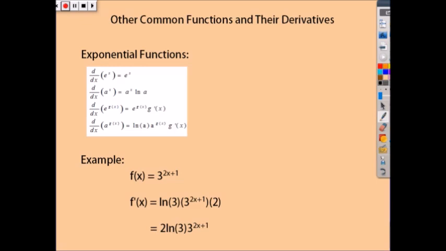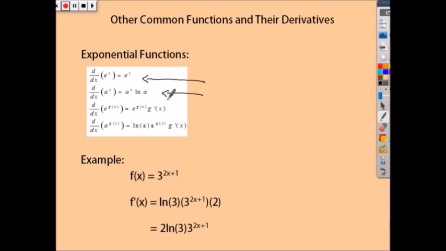Another rule that is very helpful is the exponential rule. So here are some rules pertaining to specific functions. Exponential functions. For example, the derivative of e to the x is e to the x. The derivative of a to the x is a to the x ln a. Don't get those two confused.